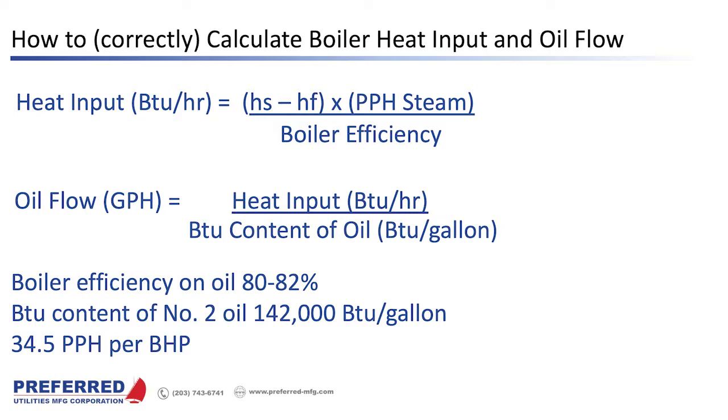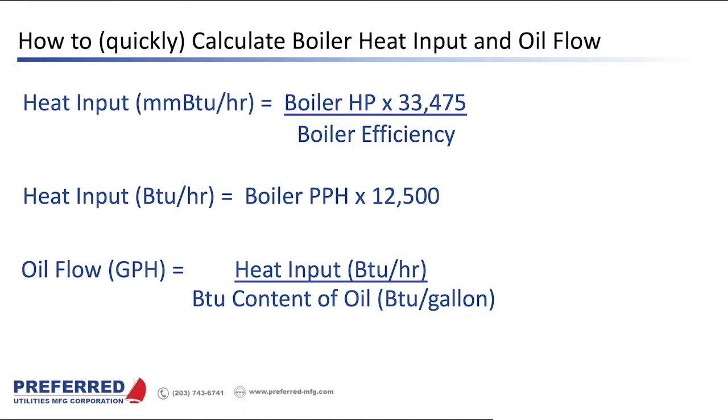These are the equations you're going to use for a water tube boiler because they're typically expressed in pounds per hour of steam. Fire tubes are typically expressed in boiler horsepower, so the conversion from pound per hour to boiler horsepower is 34.5 down there in the bottom. So that's the correct way to do it. The quick way to do it is heat input for a fire tube is boiler horsepower times 33,475 divided by boiler efficiency. Boiler efficiency on oil is going to be around 80%.